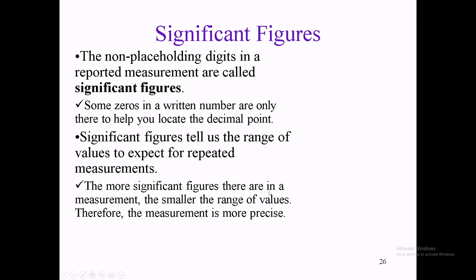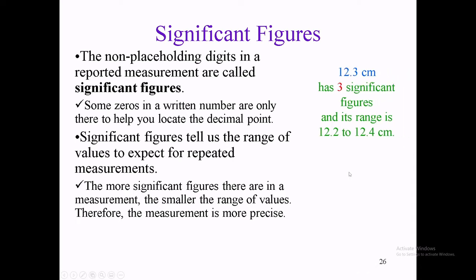The more significant figures there are in a measurement, therefore, the smaller the range of values. Therefore, the measurement is more precise. So if we know a whole bunch of digits and we know that the repeated measurements are only going to change in that last digit, then we're getting more and more precise measurements. Okay, we know with more and more certainty what those values are going to be.